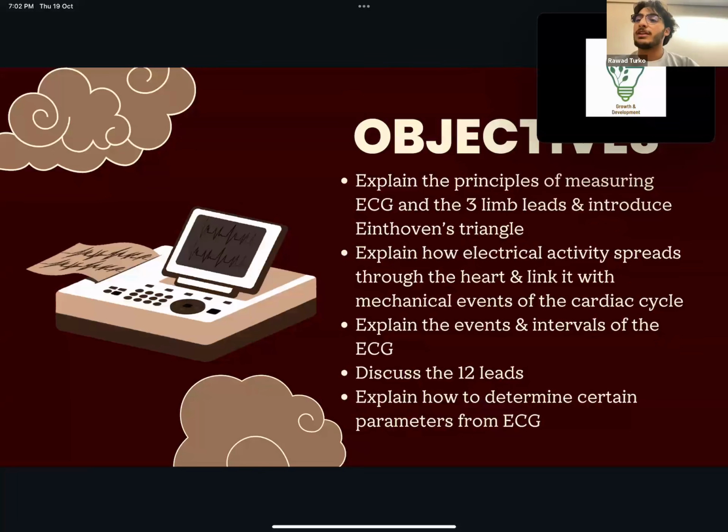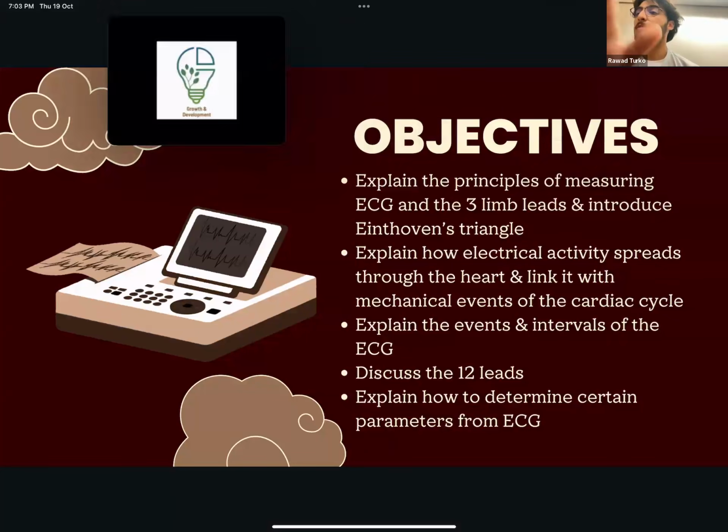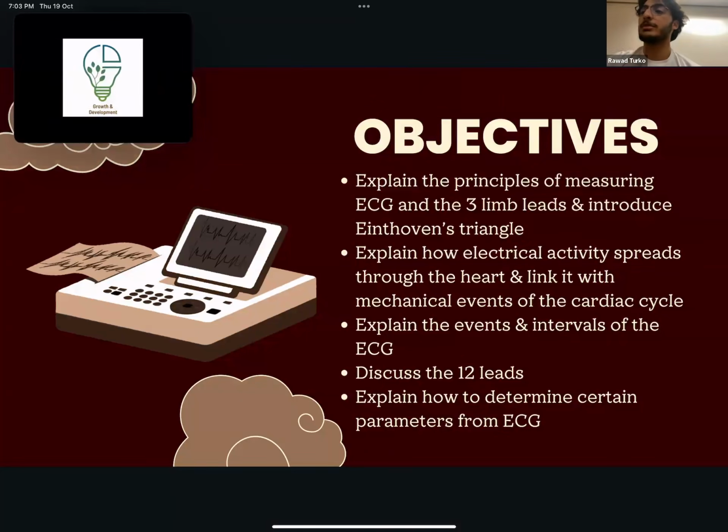So here are the objectives for today. We'll be talking about the principles of measuring ECG in the three limb leads, and we're going to be introducing Einthoven's triangle. We're going to be explaining how the electrical activity spreads through the heart and then link it with the mechanical events of the cardiac cycle. We're going to explain the events and the intervals of the ECG itself. Then we're going to discuss the 12 leads, and finally, we're going to explain how to determine certain parameters from ECG. Mainly, we're going to talk about heart rate.